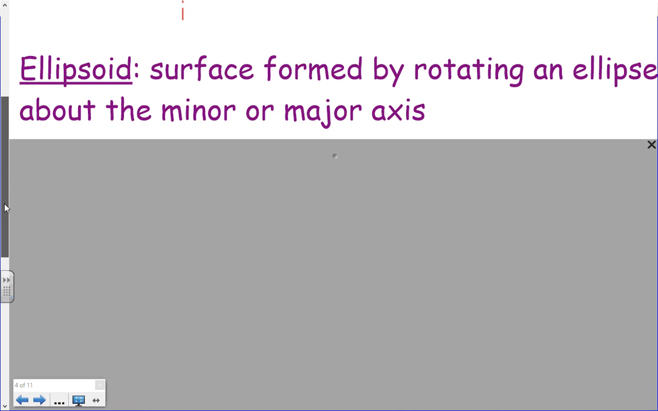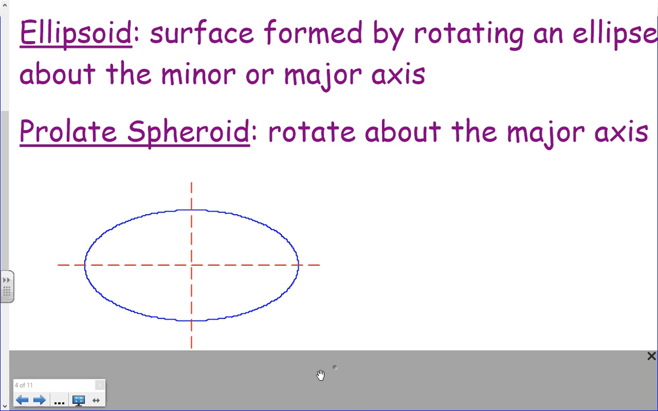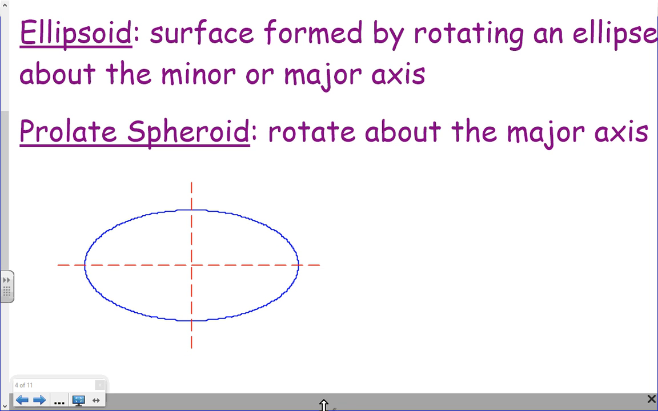And actually, we give each one their own name here. And we kind of change the name a little bit. We go from ellipsoid to spheroid. I don't have a history on why this is called a prolate spheroid, but that's the name given to this. A prolate spheroid is the ellipse rotated around its major axis. When you rotate about the major axis, that surface you end up with is called a prolate spheroid.